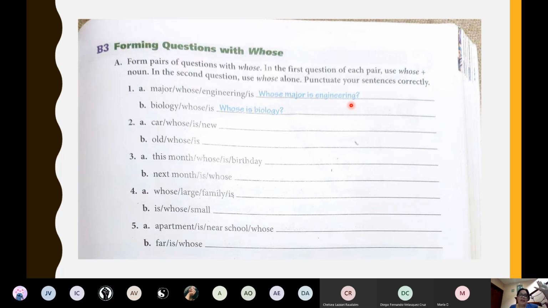So, I. Okay. And whose biology? Those two that are in there. Okay. So, if you see, in here we are not using major again because in the first sentence, in the first question, we already did it.